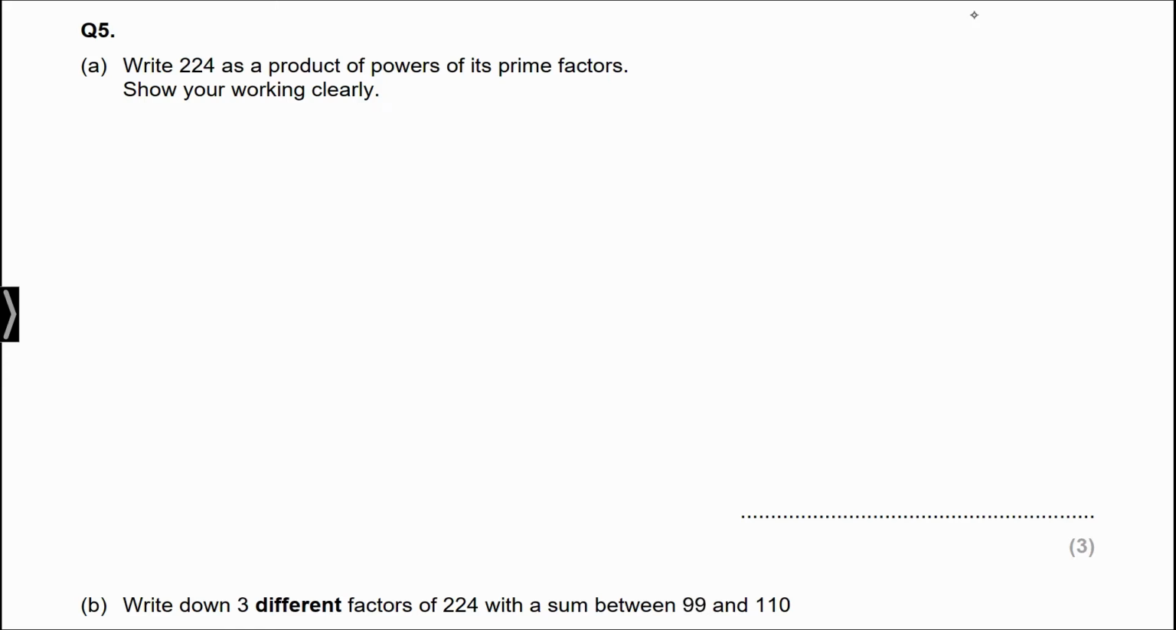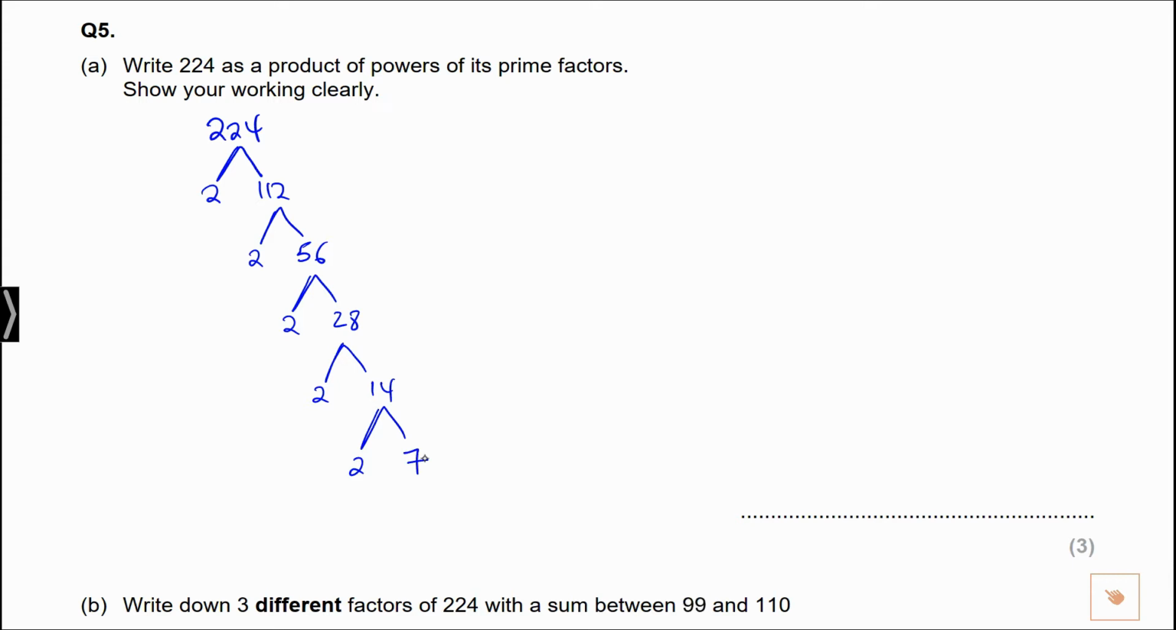In this question, we are required to write 224 as a product of powers of its prime factors. The best way to approach this question is by drawing a factor tree. So we start with 224, and if you divide that by 2, you end up with 112. Divide by 2, you end up with 56. By 2, you end up with 28. By 2, you end up with 14. And by 2, you end up with 7.